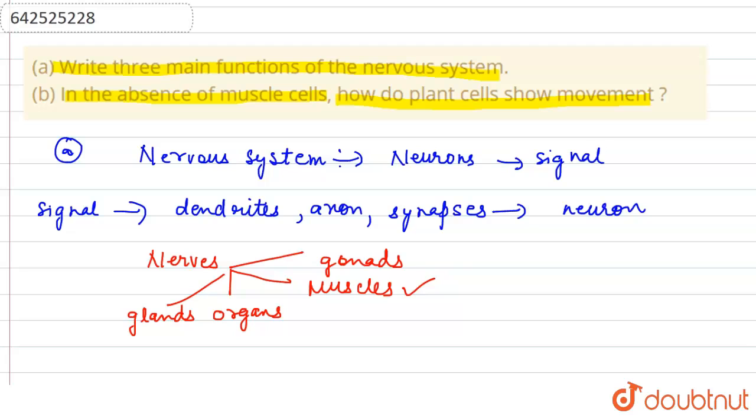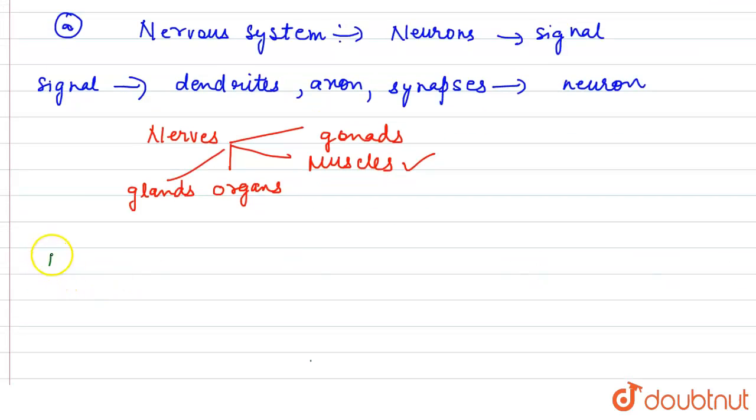Now the next part says: in the absence of muscle cells, how do plants show movements? In plants, we know that there is no nervous system. The nervous system is absent in plants, and they do not even have muscles. So how do they move?